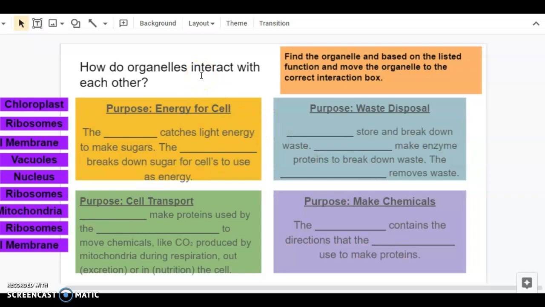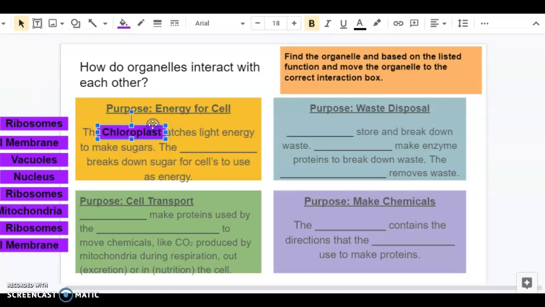Our last topic for today is how organelles interact with each other. All of these cell parts work together to support the cell, to help it do what it needs to do to survive and perform its functions. For example, the cell needs energy. The 2 organelles that work together to provide cells energy are the chloroplast, which are found in plant cells, and the mitochondria, which are found in both plant and animal cells. The chloroplast catches light energy, and the mitochondria breaks down the sugar that the chloroplast makes.